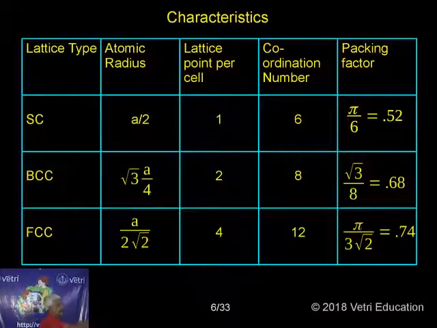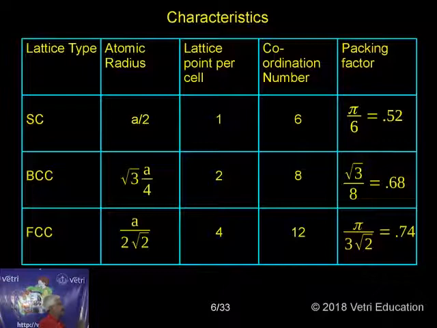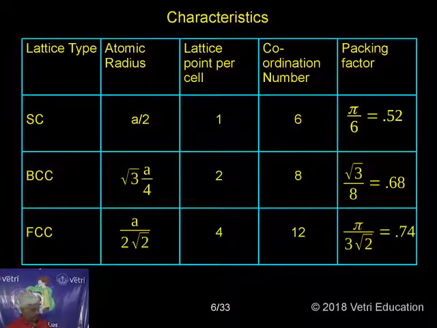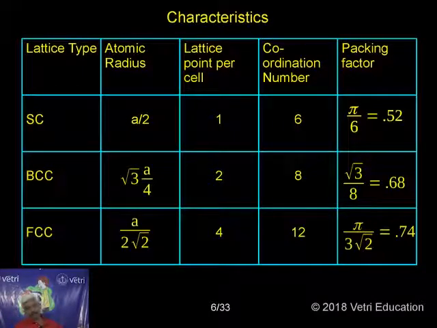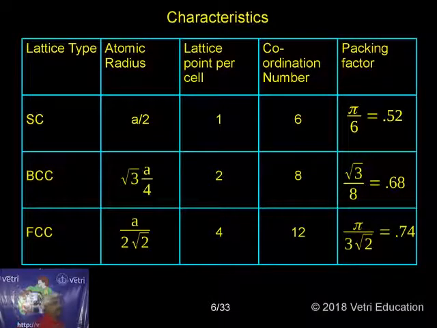Sometimes they ask for the atomic radius. So if the a value is given, divided by 2, that will give the radius of simple cubic. If the a value is given, divided by 4, multiplied by root 3, that is BCC. If the a value is given, divided by 2 root 2, that will give the radius of FCC.